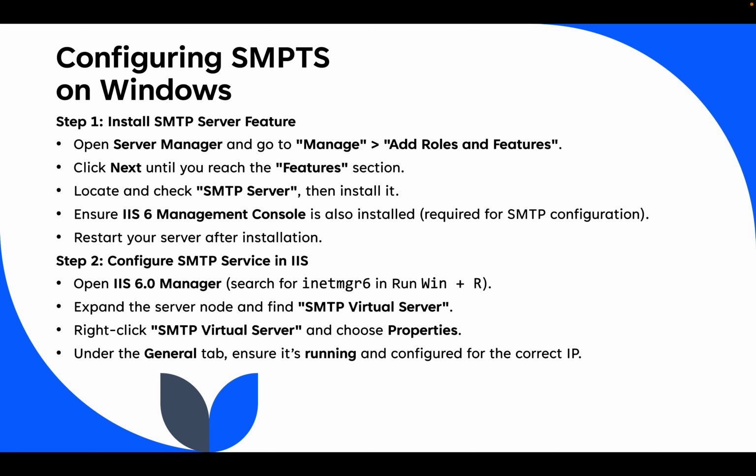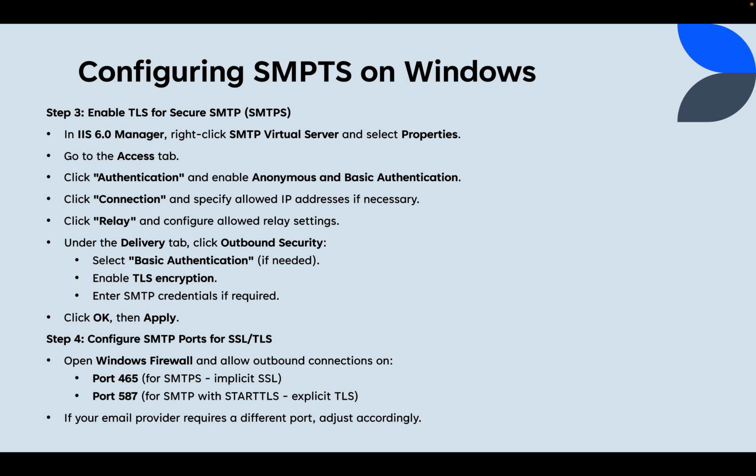Step 2 would be configure SMTP service in IIS. So we'd open up the IIS manager, find the SMTP virtual server, right click and choose properties. Under the General tab, ensure it's running and configured for the correct IP.